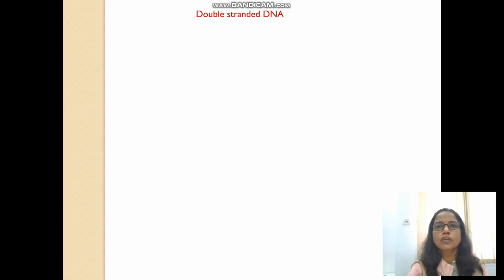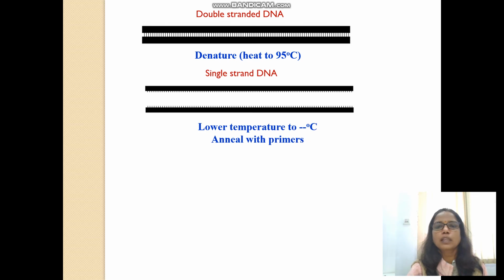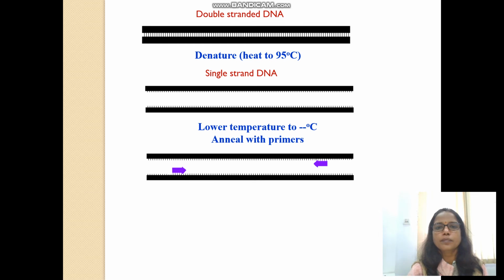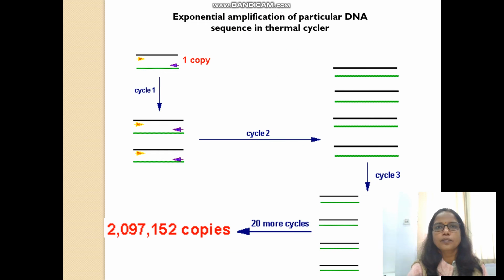So let us discuss what exactly happens in this PCR technology. Double-stranded DNA is denatured at 95 degrees centigrade into single-stranded DNA. The temperature is lowered to the annealing temperature according to the primers. The primers are attached and the temperature is raised to 72 degrees centigrade, with the mixture containing the DNA polymerase, dNTPs, Mg positive ions and the buffer. And this will be the end product of the PCR reaction.